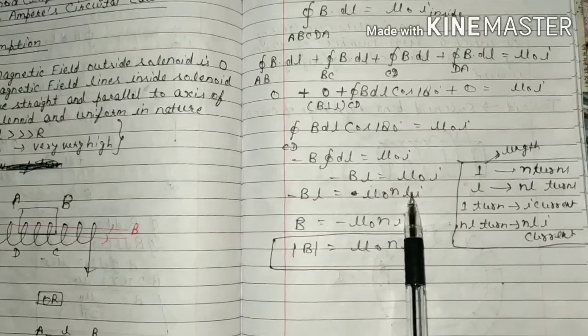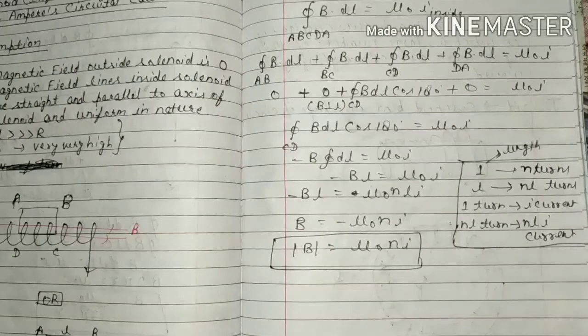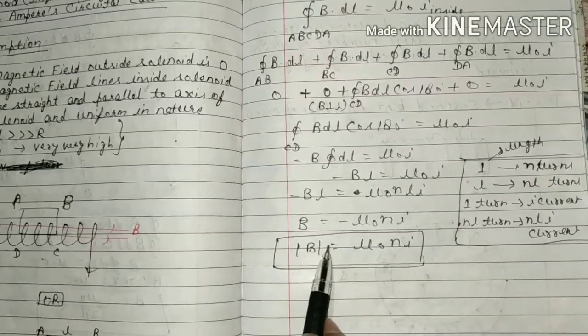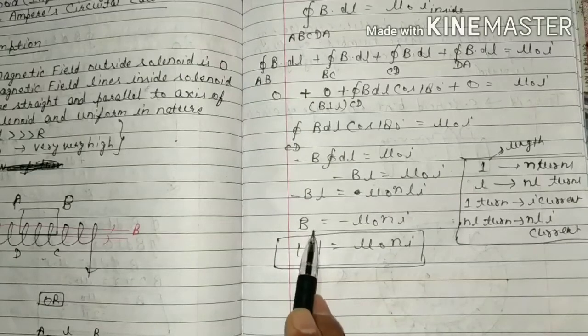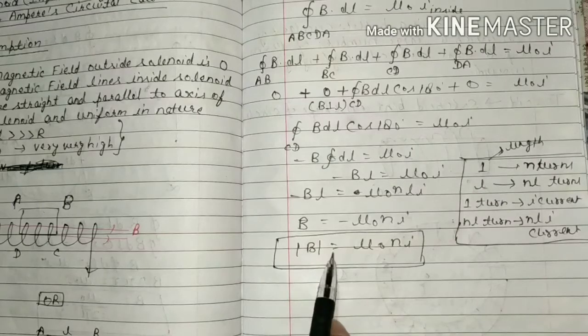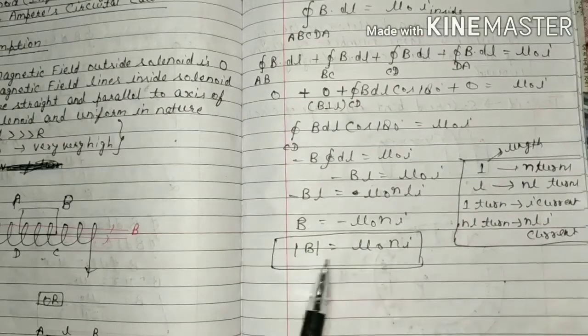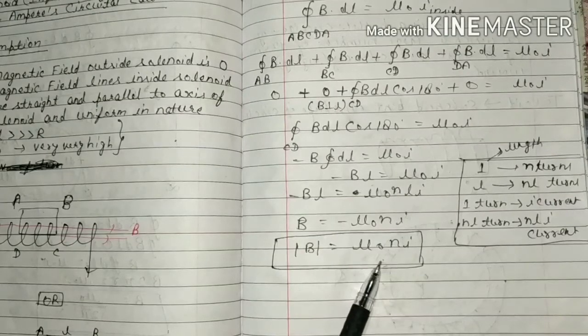L cancels, so B equals minus mu naught nI. The minus sign we drop here, as we only want to find the magnitude of the magnetic field. So the magnitude of B is equal to mu naught nI. This is the magnetic field inside an ideal solenoid, mu naught nI.